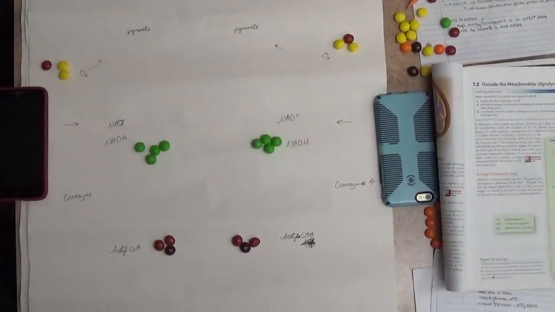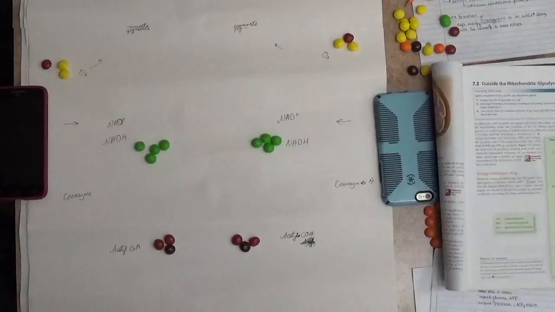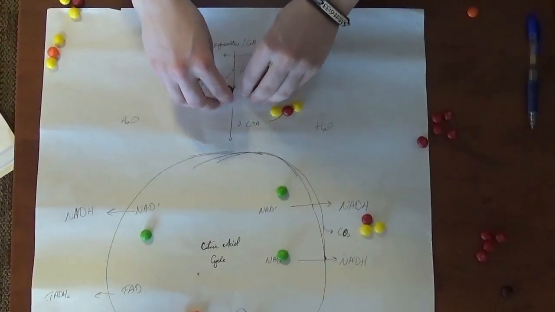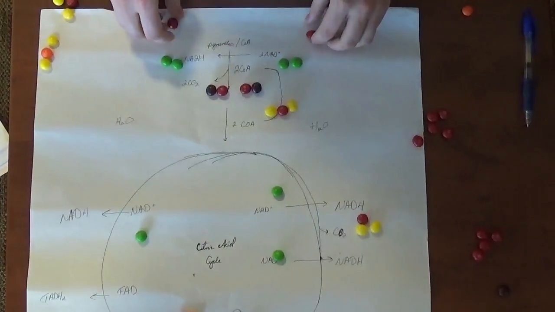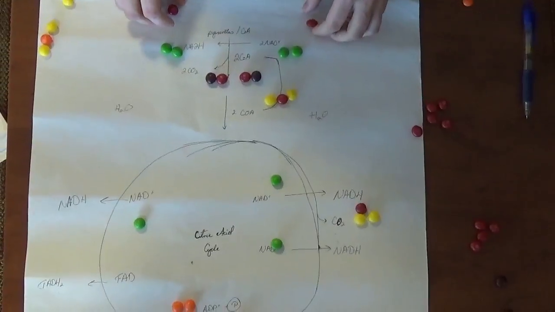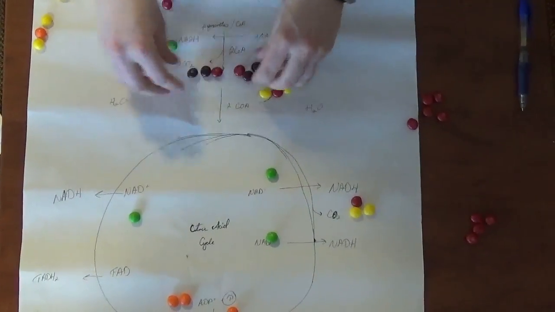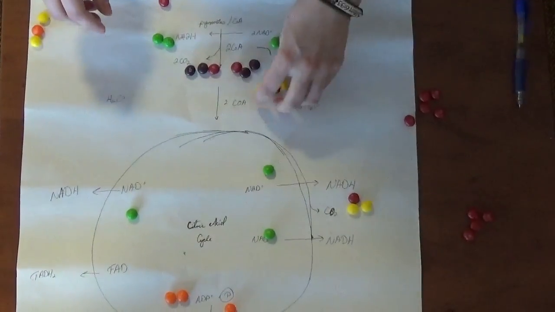And what we have as the end, acetyl CoA joins with oxaloacetate and forms citrate. H2 is removed and then added again.